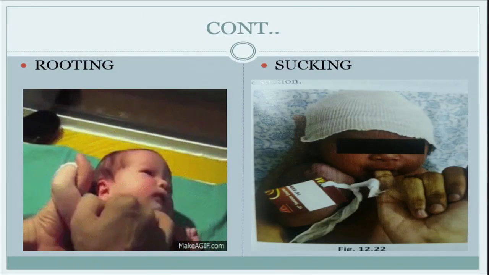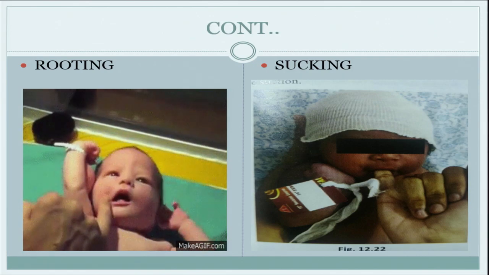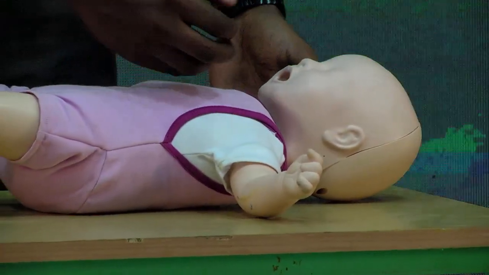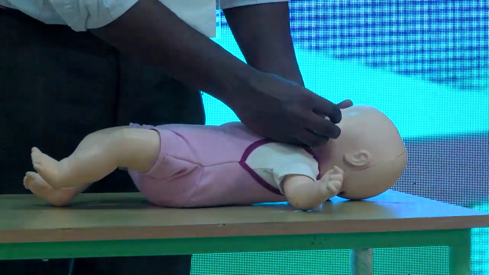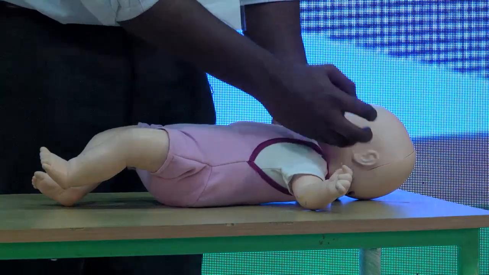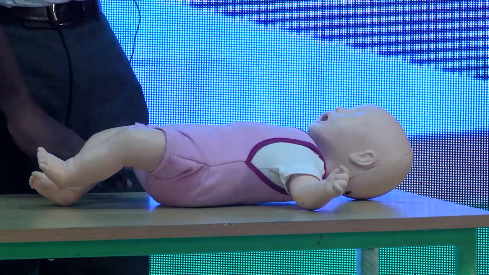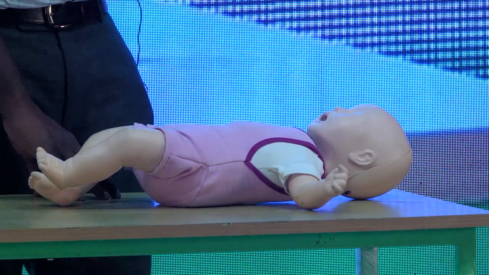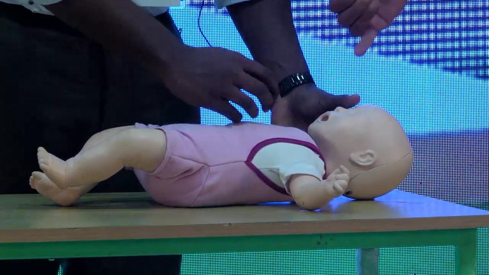Next comes the rooting reflex. Demonstration part. For the rooting reflex, we have to gently touch the corner of the baby's mouth and slide away from the angle of the mouth. We can feed the baby. We can ask the mother to go and feed the baby. So touch the corner of the mouth and go away.